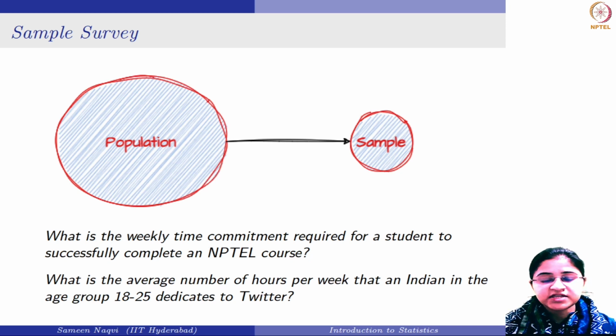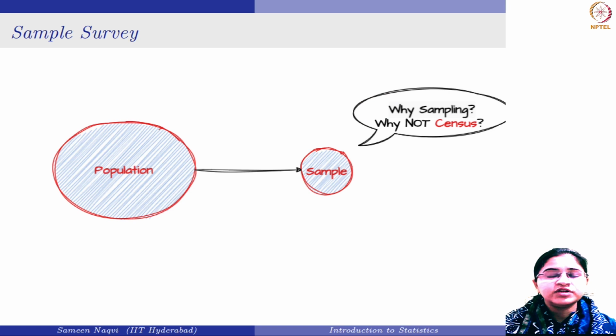Now, the next thing is, what is a sample? Sample is basically a subset of the population. Now the question that comes up is why do we need to take a subset of the population and study that? Why don't we just instead consider the entire population or just conduct a census?